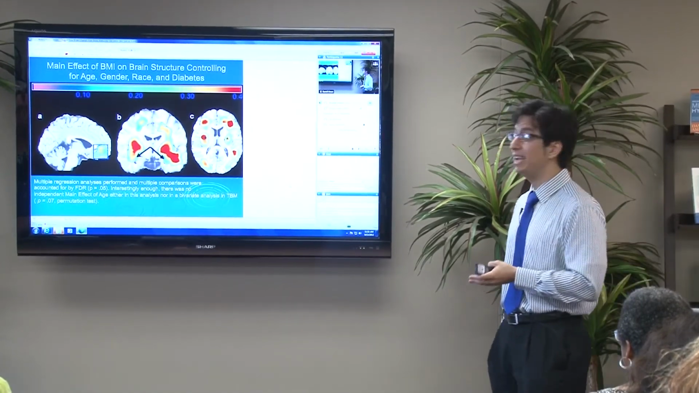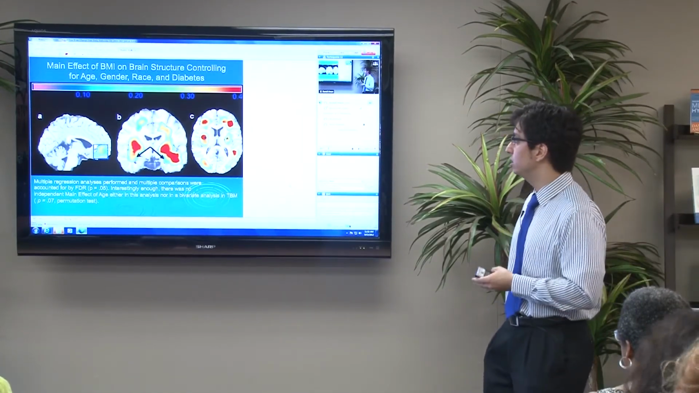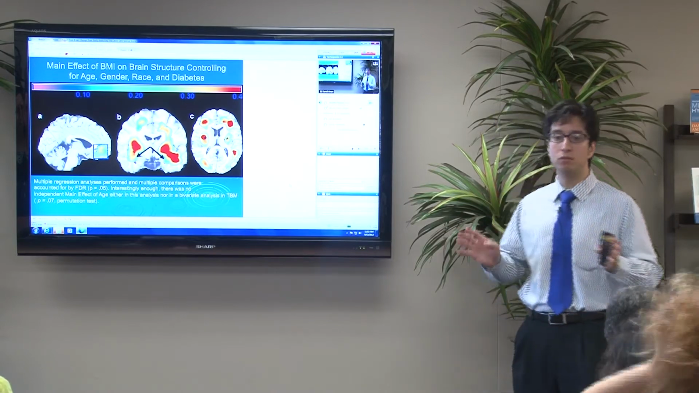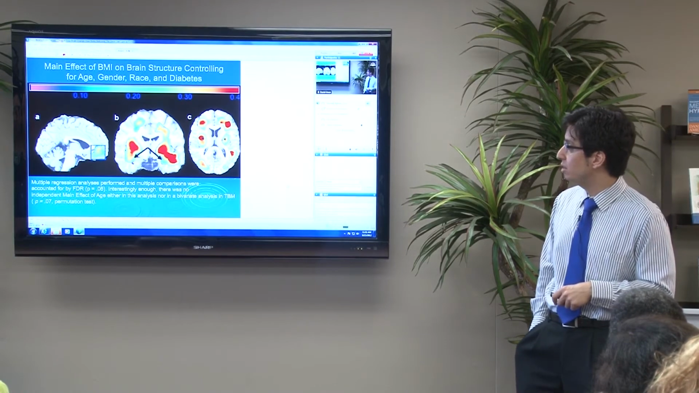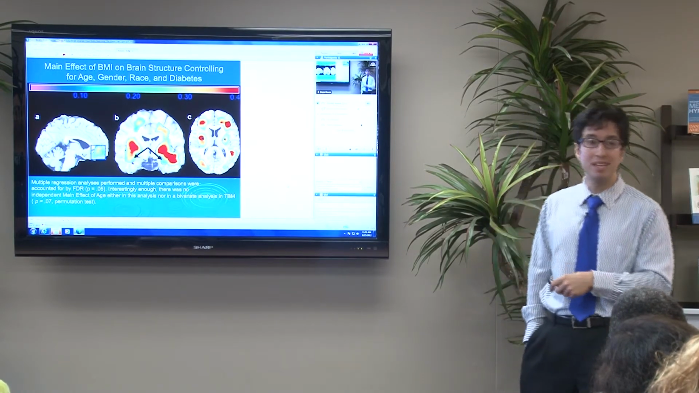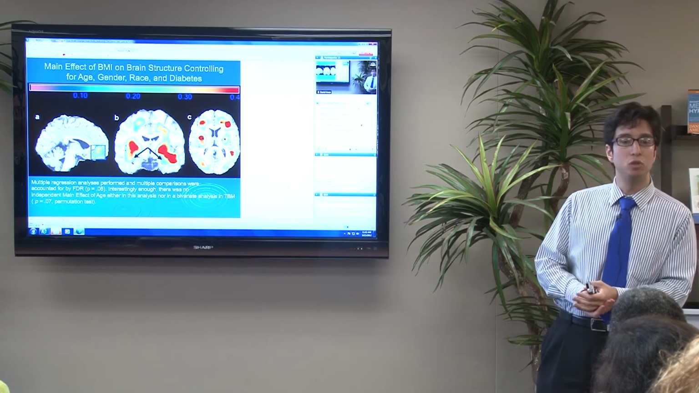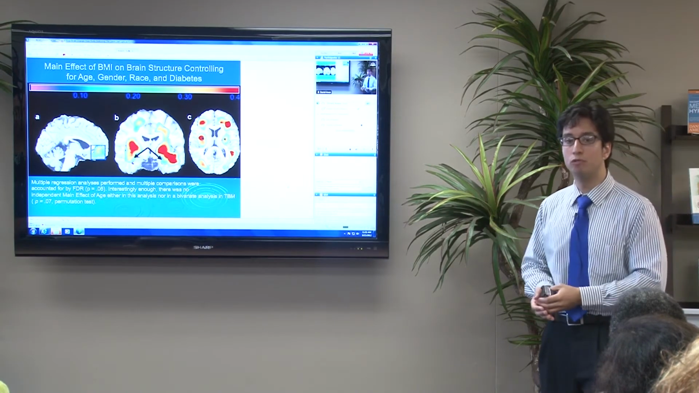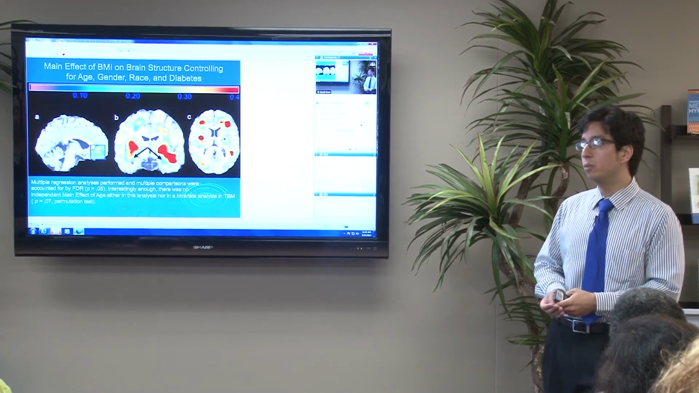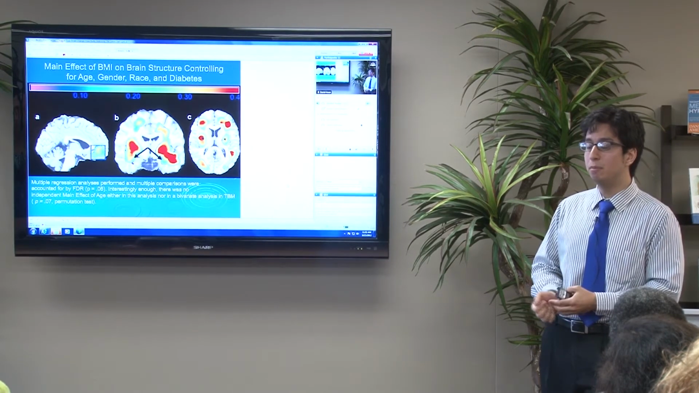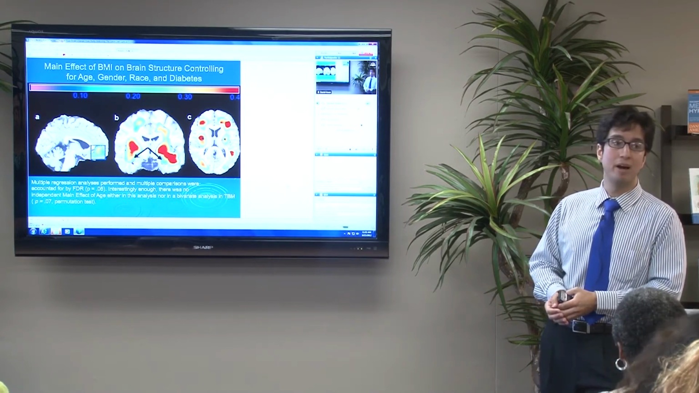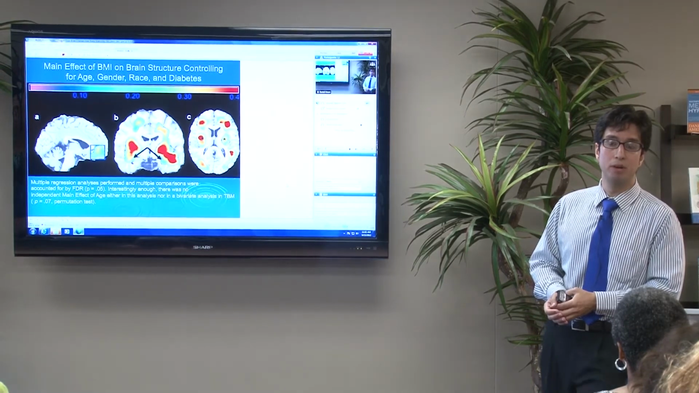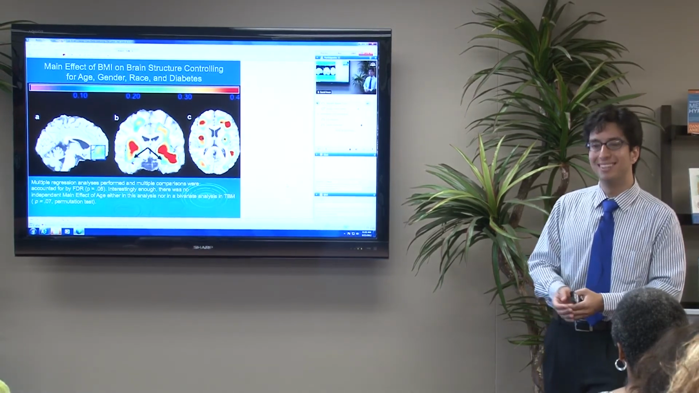We control for race. We control for diabetes. And even after we put all of these factors into our model, obesity was still the most powerful predictor. And then we took this study and we repeated it in 700 individuals in 2 different cohorts. One is the CHS, or Cardiovascular Health Study cohort, and the other one is in the Alzheimer's Disease Neuroimaging Initiative, which is a completely different study with different patients, and we found the identical effect of BMI on the brain, and we published that as well.